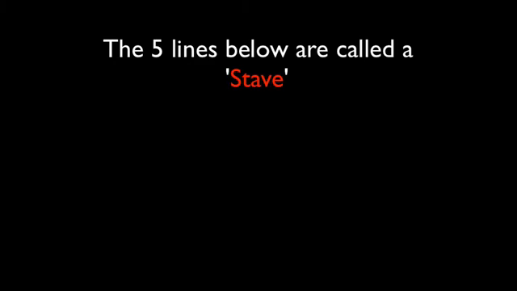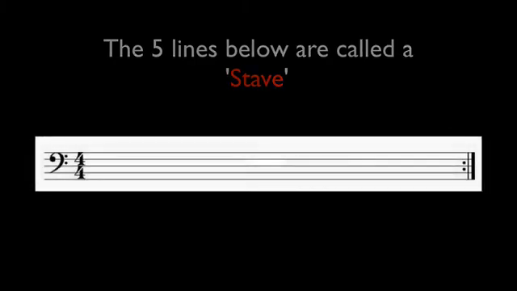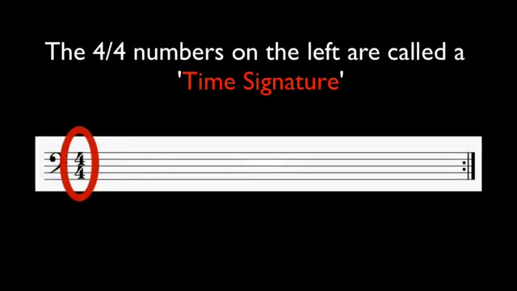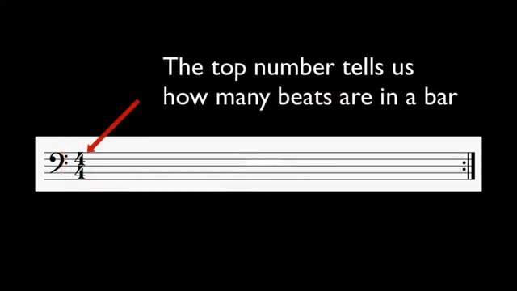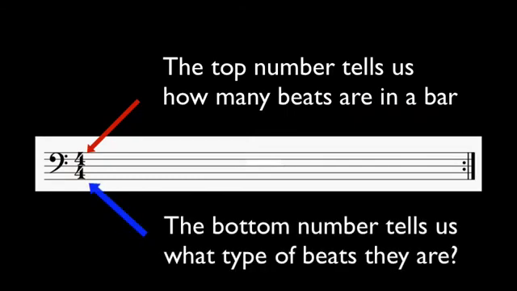The 5 lines below are called the stave. The numbers on the left-hand side, 4 and 4, are called the time signature. The top number tells us how many beats are in a bar. The bottom number tells us what type of beats.